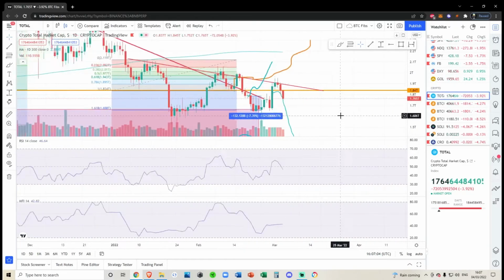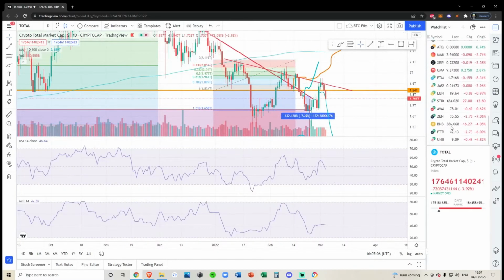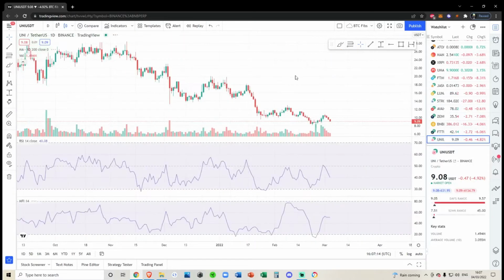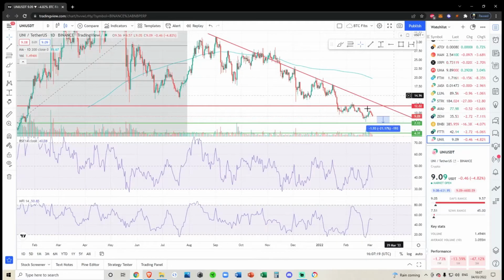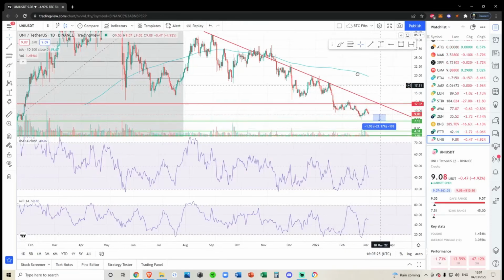We have got rejected from a very similar pattern that Uniswap is in. And if the total crypto market cap is going to get rejected from this key support and get rejected from this descending triangle, then I have no doubts that Uniswap would be any different. These charts do look very, very similar. We've done the same thing, descending triangle, retest, break above, breakdown, retest, and a breakdown.